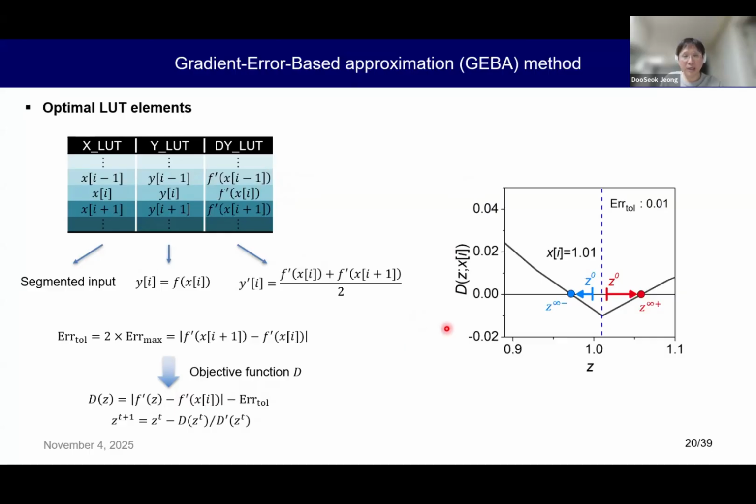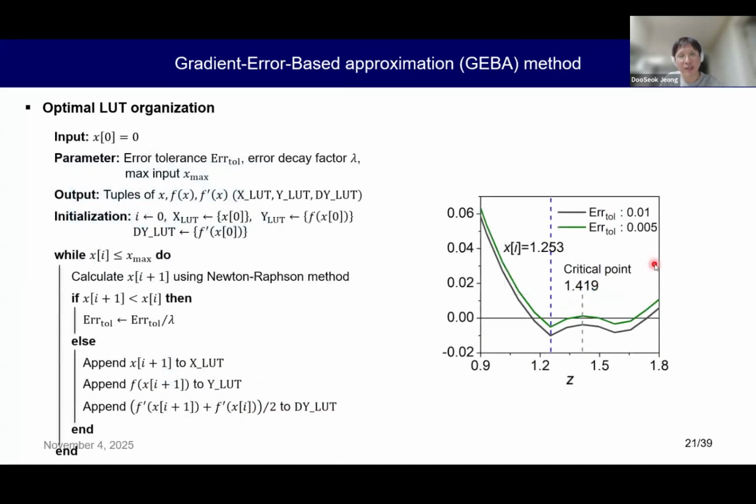Let me skip the detail because time is limited. The thing is, in this way you can build it, and how can you figure out what the C value is? You can use the Newton-Raphson approximation. In that way, you can figure out where the next input value is, which has that tolerable error value. So you can repeat it.